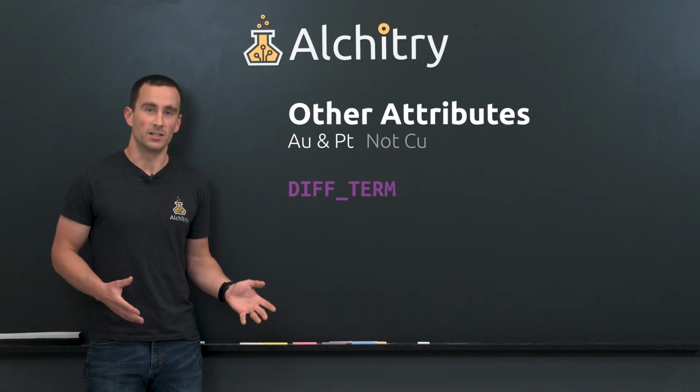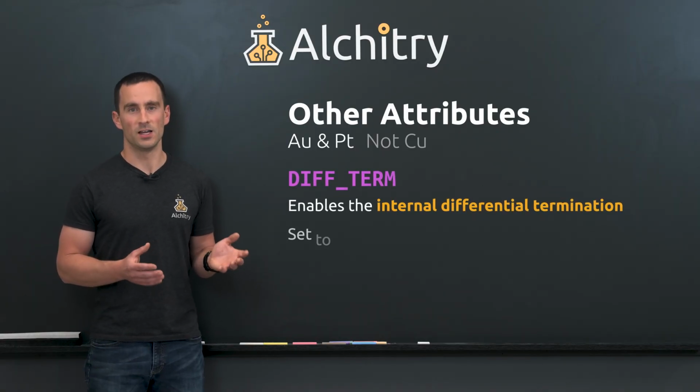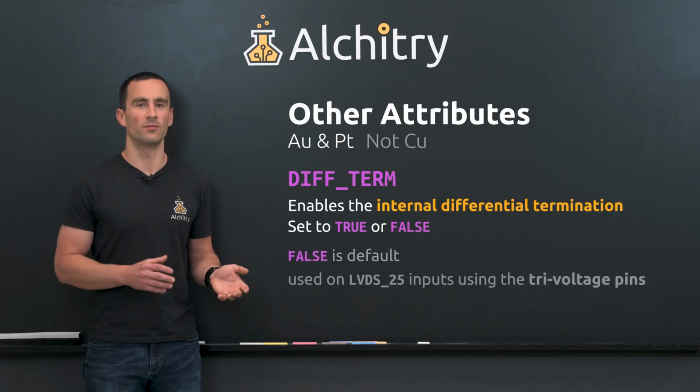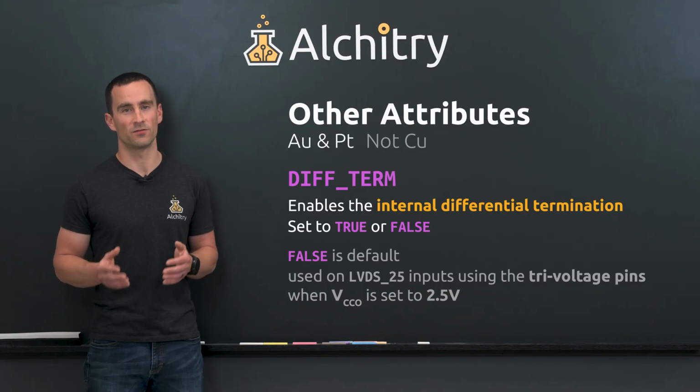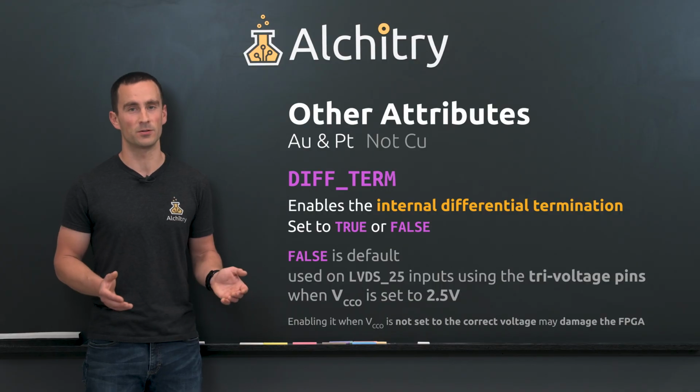The diff term attribute is used to enable internal differential termination on a signal. It can be set to true or false and defaults to false. It's most often used on LVDS 25 inputs using the tri-voltage pins with a VCCO set to 2.5 volts. Enabling it when VCCO is not set to the correct voltage may damage the FPGA.